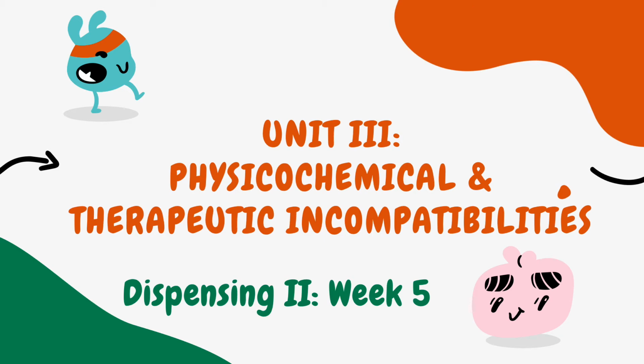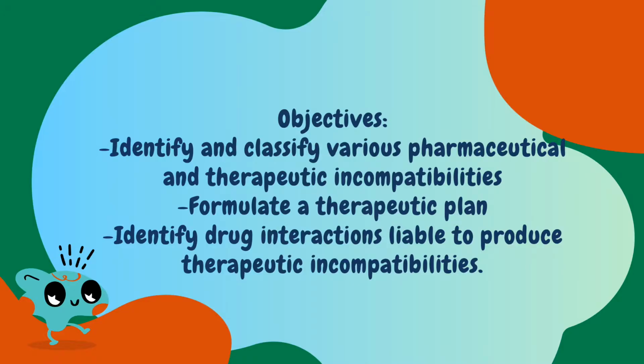Welcome to Unit 3, Physicochemical and Therapeutic Incompatibilities. Our objectives for this topic are the following. First is to identify and classify various pharmaceutical and therapeutic incompatibilities. Second is to formulate a therapeutic plan. And third is to identify drug interactions liable to produce therapeutic incompatibilities.